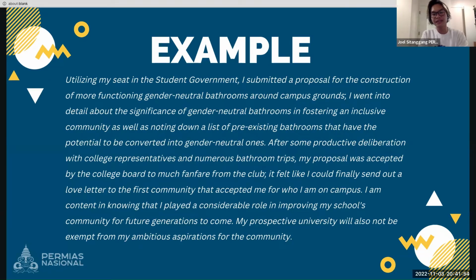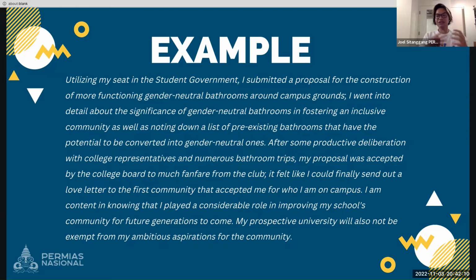It felt like I could finally send out a love letter to the first community that accepted me for who I am on campus. I am content in knowing that I played a considerable role in improving my school's community for future generations to come. My prospective university will also not be exempt from my ambitious aspirations for the community.